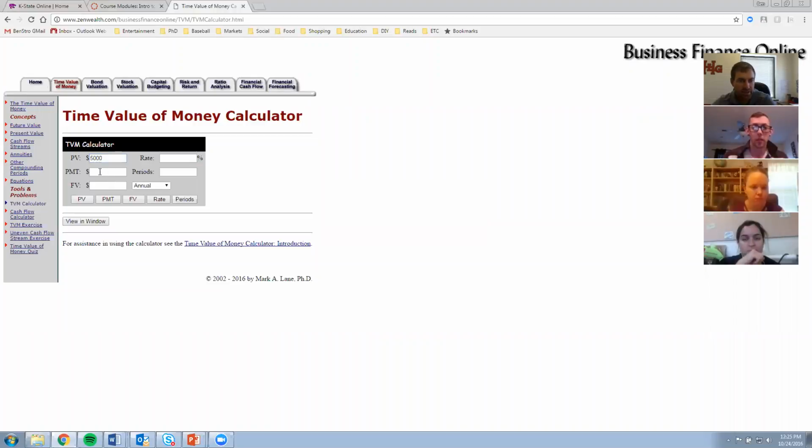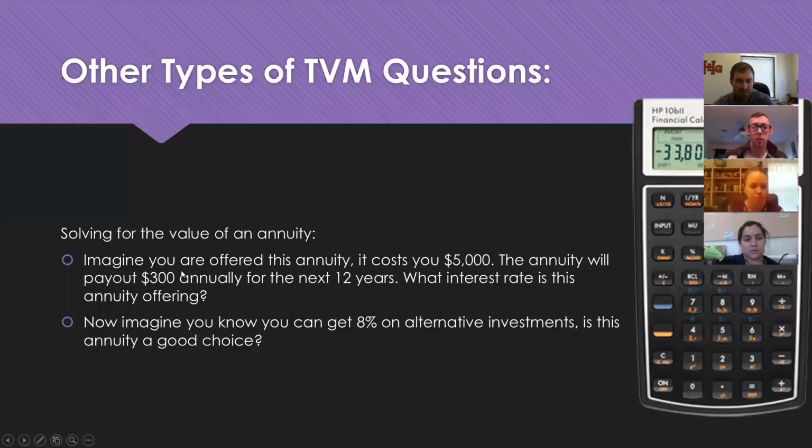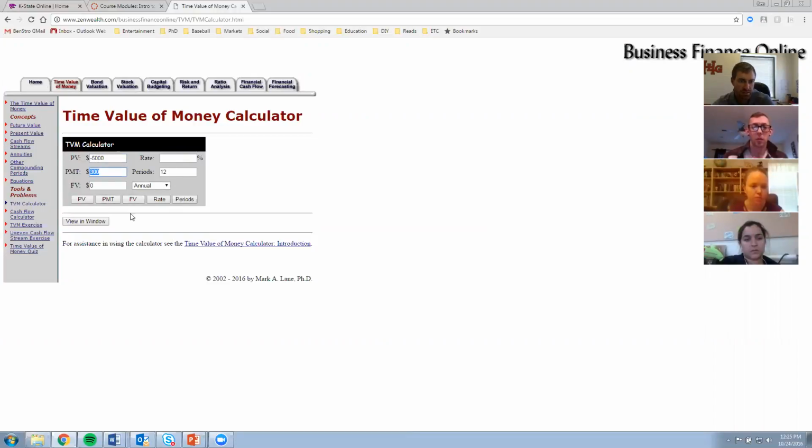It pays out $300 per year for the next 12 years, and then it would be worth nothing because they're not going to pay any more for that. So we would spend this much. We're going to get this much back annually for the next 12 years. What is our rate going to be? And so we're going to solve for rate. It's going to be 4.72%.